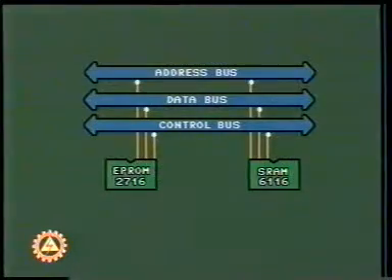To realize the memory section of the block diagram, we interface 2716 EEPROM and 6116 SRAM with the processor. These chips have the capabilities to store 2 kilobytes of data and program into the SRAM and EEPROM respectively. These memories are interfaced with the processor through address, data and control buses.